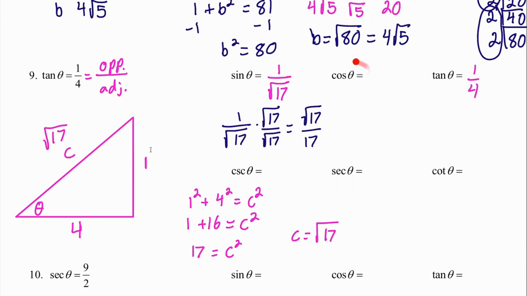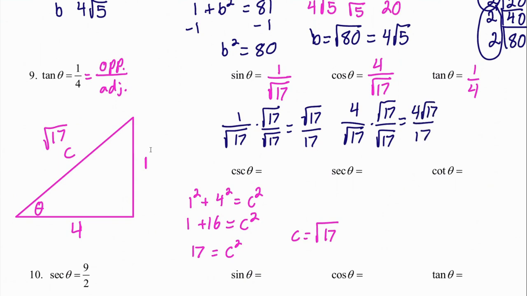So then cosine would be the adjacent over the hypotenuse. So it's going to be 4 over the square root of 17. Again, with the opportunity to rationalize. We'd multiply by the square root of 17. So it'd be 4 root 17 over a regular 17. And again, tangent we already know.